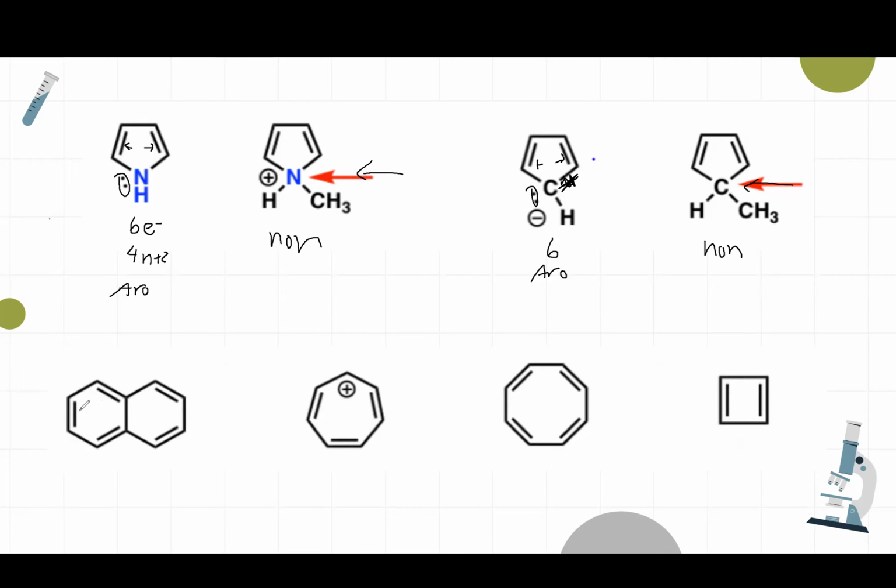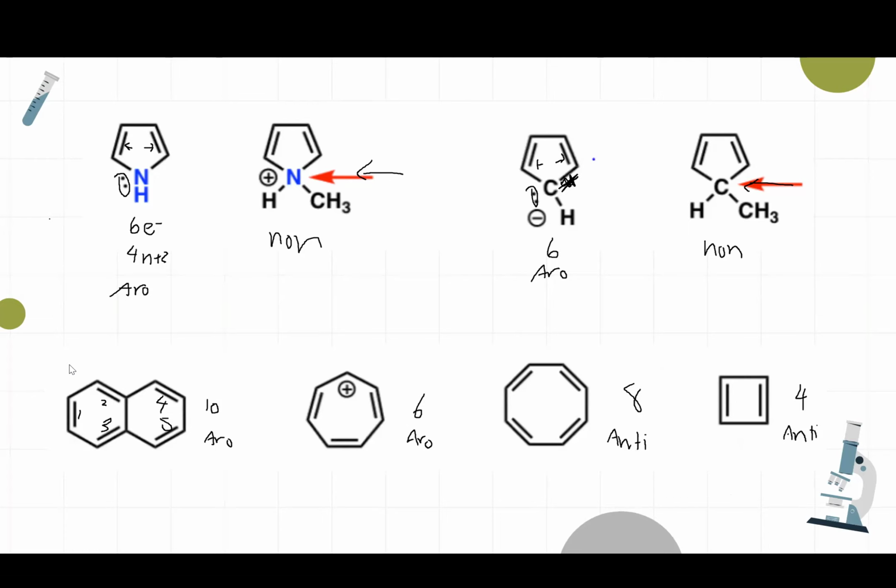In this case, it's 1, 2, 3, 4, 5, which all of them have 2 electrons, so it's 10 electrons total. That still falls under 4n plus 2, so it's aromatic. This one's 6, so it's aromatic. And this one's 8. See how it's cyclic and all sp2? That makes it anti-aromatic. And see how this one's also cyclic, and it's 4, which is also anti-aromatic because it follows the 4n rule. Make sense? Cool.